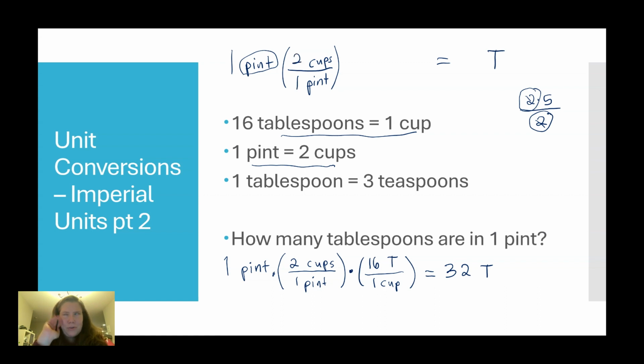We already know this answer, right? I'm just solving it a different way to show. So now pints cancels with pints, and we are now measuring in cups.